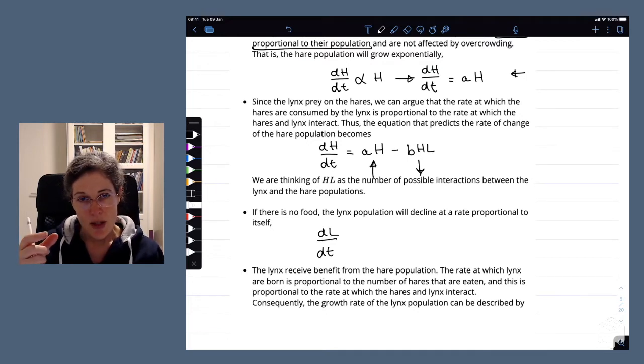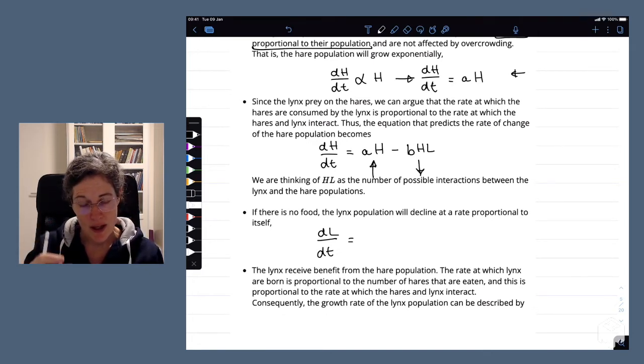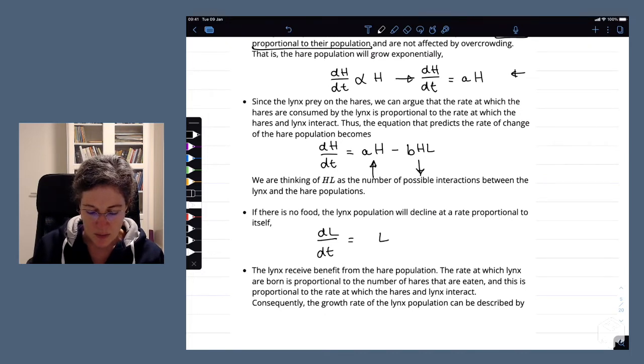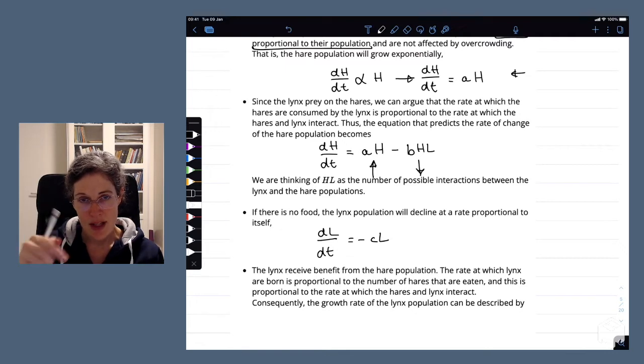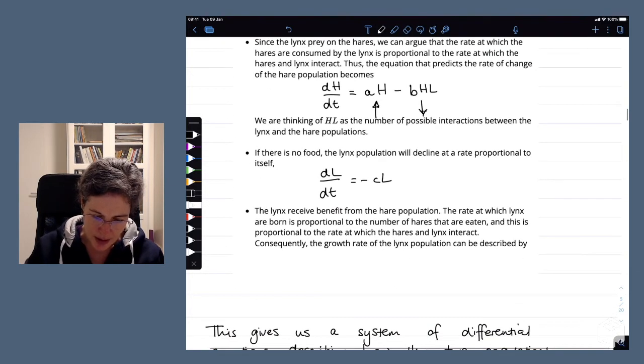And the number who die is going to depend on how many are still alive. So again, we have a situation where the rate of change of the population is going to depend on the actual population. We're going to need a constant. But here it's going to be a negative term because these are lynx that are dying. They're leaving the population. Okay, good so far.